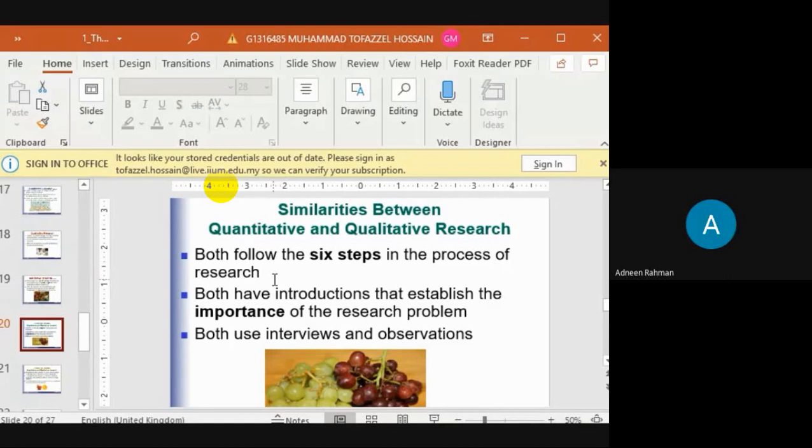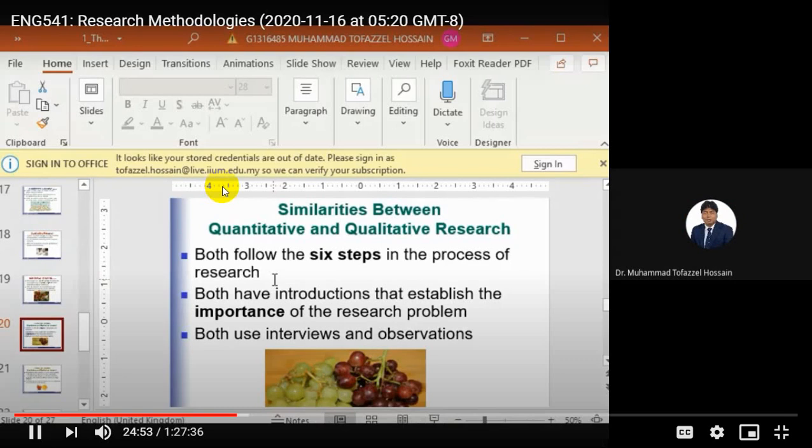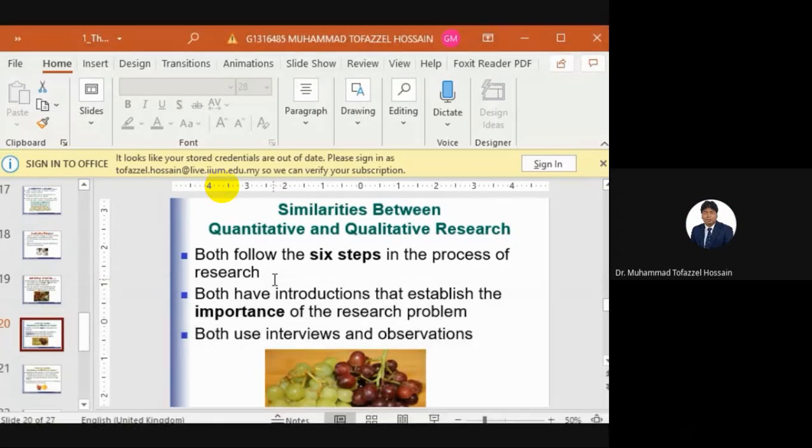Both have introductions that establish the importance of their research problem. So for both qualitative and quantitative studies, in your introduction you have to establish the importance of the research problem. First you have to state the problem, which means you have to describe it. Then after this description, you have to justify the problem. The problem must really be a problem.